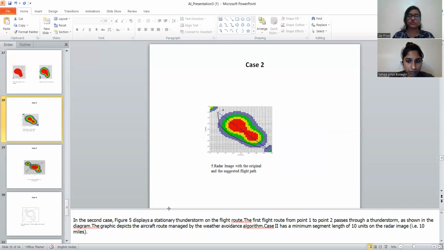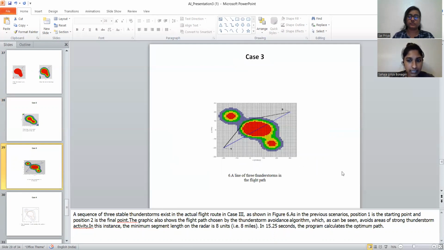Figure 5 shows a thunderstorm that isn't moving on a flight path in the second case. There is a storm on the first path from point 1 to point 2. This is shown in the diagram. The picture shows the flight path that the weather avoidance algorithm takes. So case 2 must have a minimum length of 10 units on the radar image to be called a line. Next slide.